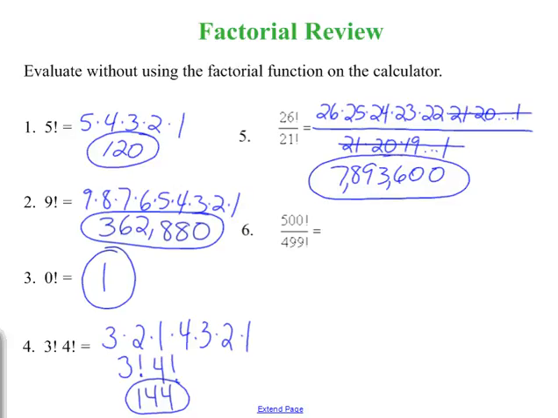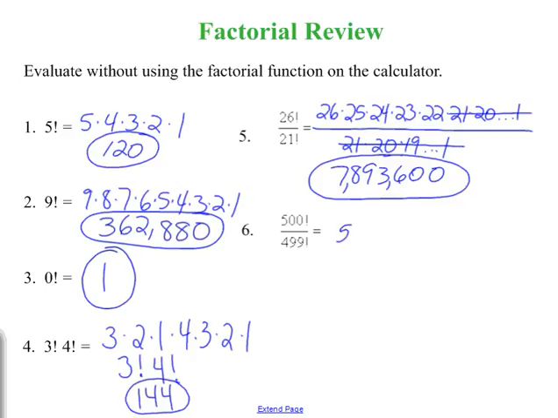Now, the reason I showed you number 5 written out and canceling the 21 factorials in the numerator and denominator is because when you get to number 6, if you try to enter 500 factorial divided by 499 factorial into your calculator, it is not going to be able to do this. So you have to understand what's happening. Let me go through it again with number 6.